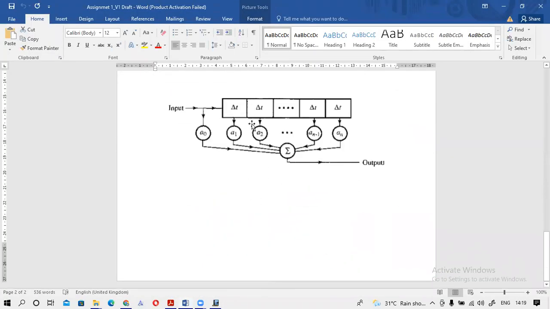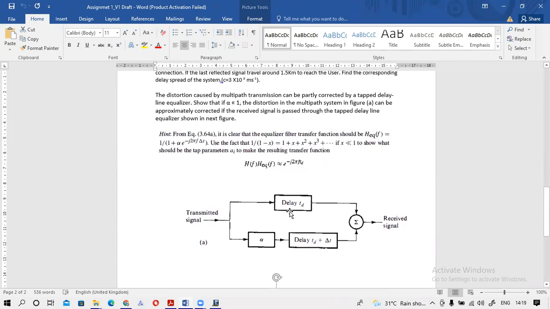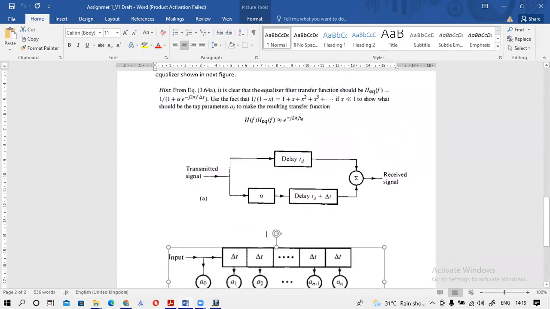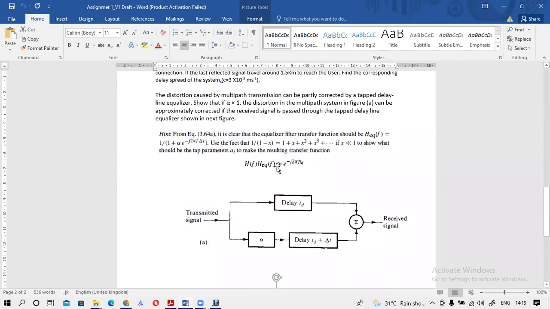So in general, you have to find the general transfer function for this tap delay equalizer, to evaluate and find these coefficients. Other derivations are not required because they are given, because this H_EQ(f) is equal to 1 plus alpha e to the power j 2 pi f delta t. Here I have used omega, but 2 pi f is equal to omega. So don't get confused.